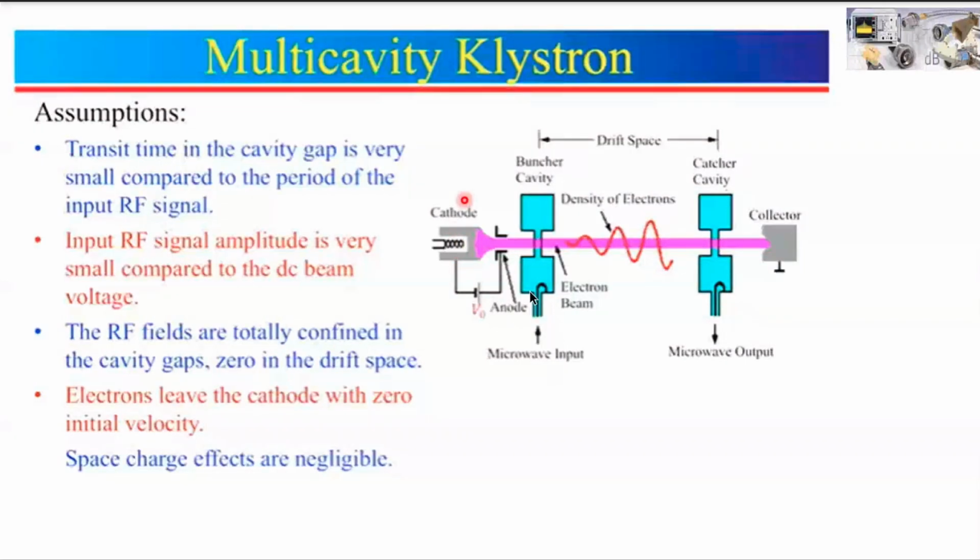For a multi-cavity klystron, generally we have a cathode, and this cathode and anode are connected at this particular point. Then we have an electron beam where we put the input, and this cavity is called the buncher cavity, where you will have the bunching effect. After the electrons are bunched together, they travel through the space between this cavity and the next cavity, which is called the catcher cavity, where you take the output. The remaining unbunched electrons go to the collector. The distance between buncher cavity and catcher cavity is the drift space.